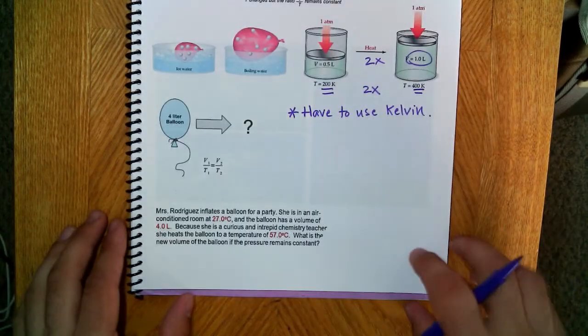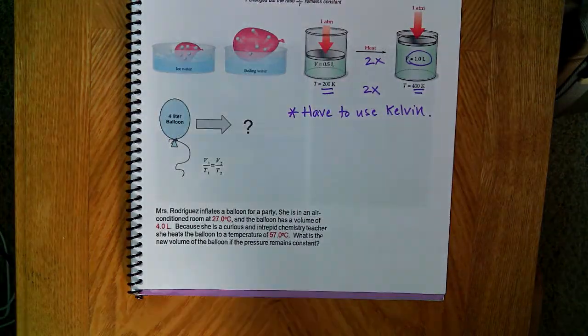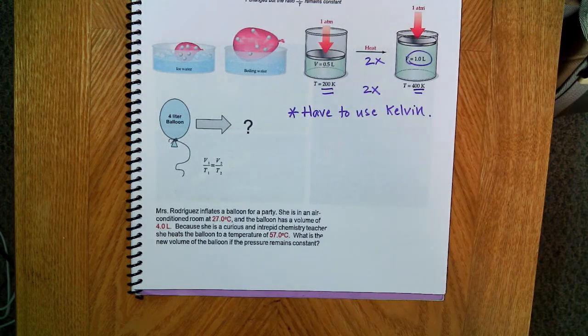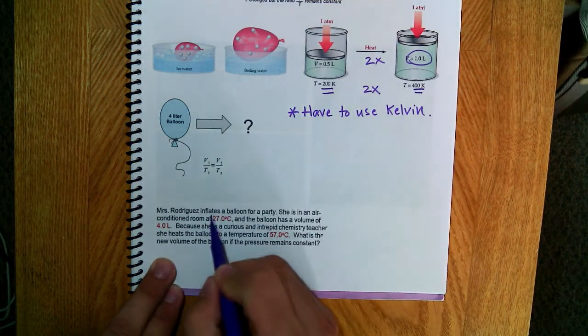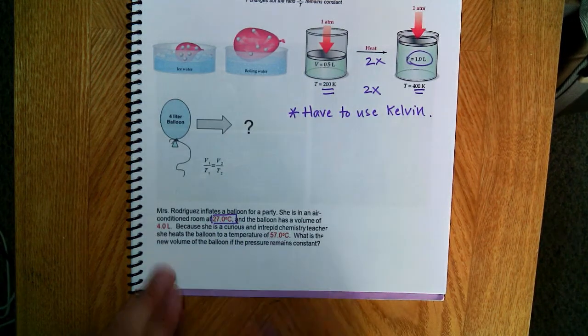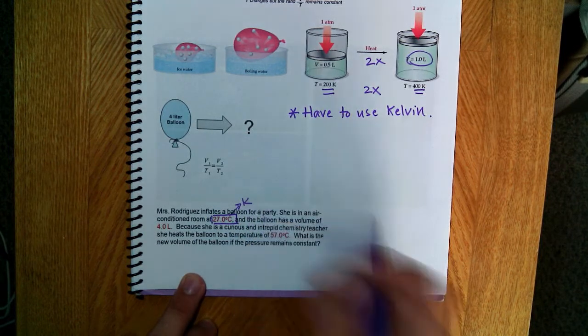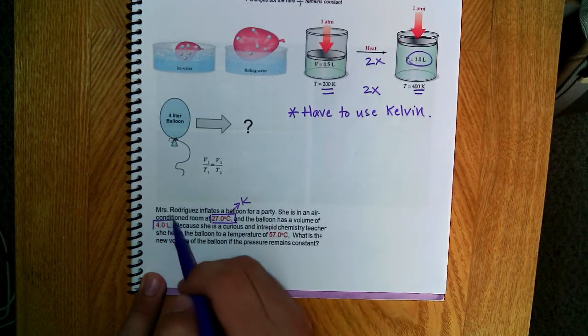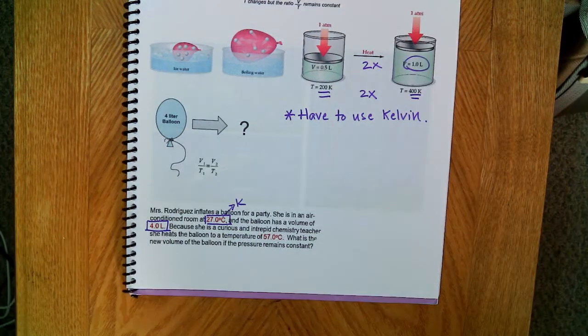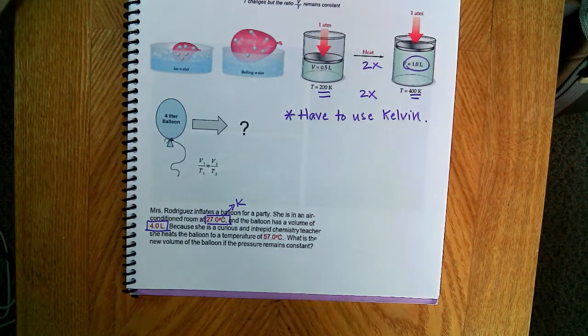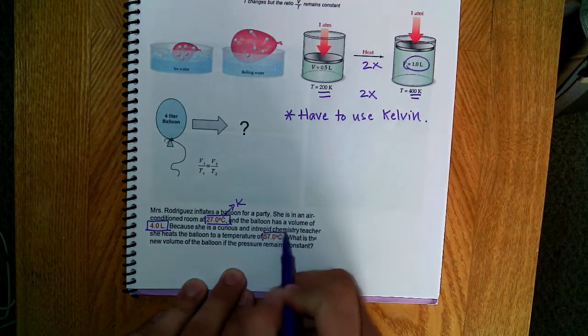Let's try one example. Mrs. Rodriguez inflates a balloon for a party. She's in an air-conditioned room at 27 degrees Celsius. Remember, we're going to star that because I'm going to want to convert that to Kelvin. And the balloon has a volume of 4 liters. There's my initial volume. Because she's a curious and intrepid chemistry teacher, she heats the balloon to a temperature of 57 degrees Celsius, so that's the final temperature.